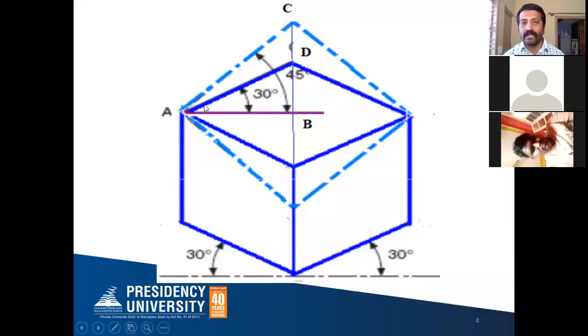So whatever we draw in isometric projection, the true length we should not take. We have to take the apparent length or the reduced length of the actual length, and we need to draw it on the isometric axis, that is the 30 degree line or the vertical line.